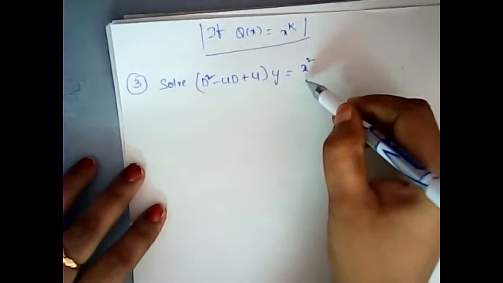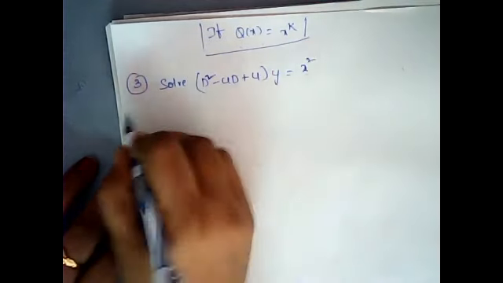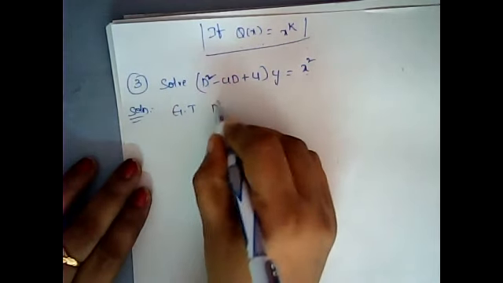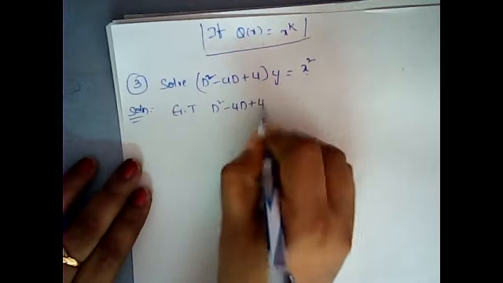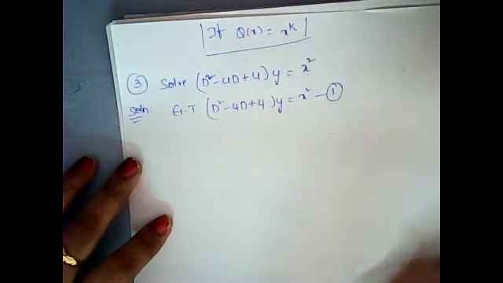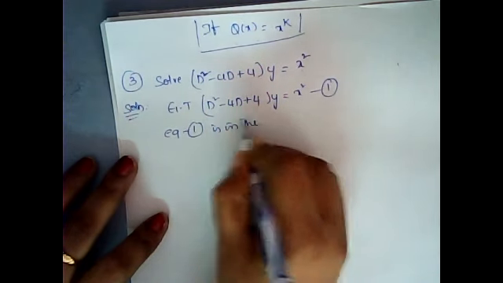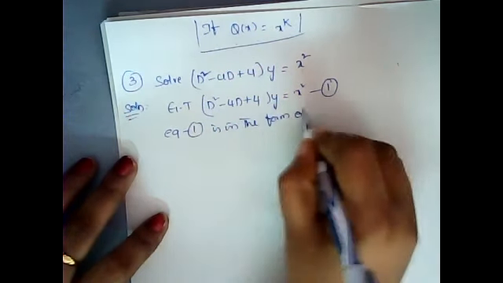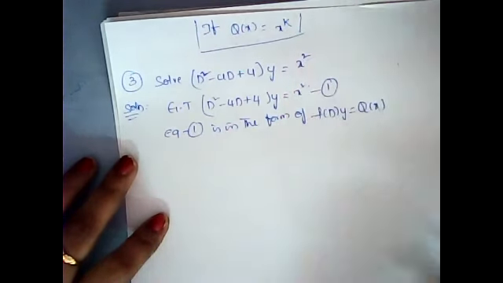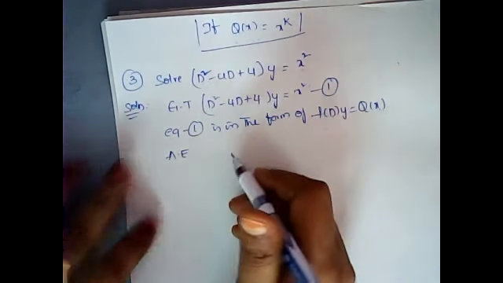So where q of x is in the form of x power k method. Okay, now let me take this equation. So let me write here, given that (D squared minus 4D plus 4) y is equal to x squared. Let me take it as equation 1 here. Now, equation 1 is in the form of f of D into y is equal to q of x, where q of x is nothing but x squared here. Okay. Now, take the auxiliary equation because we need to find out yc here, right?